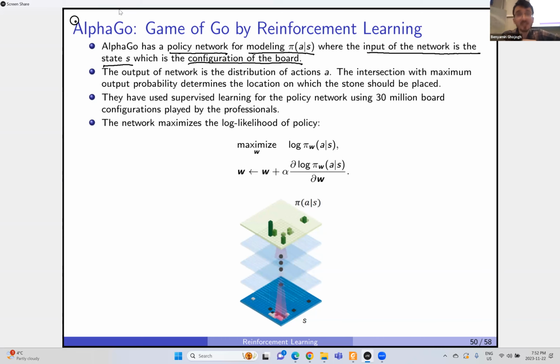By the way, they don't reshape the configuration, so they use a convolutional neural network. The output of the network is a distribution over the actions. They use softmax activation function. As a result, what is the output? It's a bunch of probabilities, right? And it's the turn of the computer. Assume the color of the computer is white.